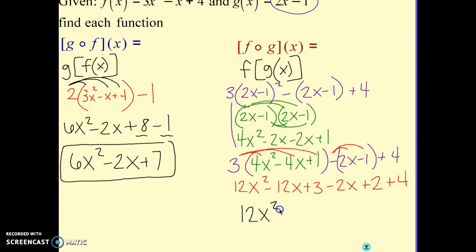So 12x squared is the only term with an x squared. I think I have a negative 14x, and then 3 plus 2 plus 4 would give me a plus 9 on the end. Oh, why was that a 2? I'm sorry. Excuse my math. I just distributed a negative times a negative, so that became a plus 1. At least I caught that, hopefully in time.